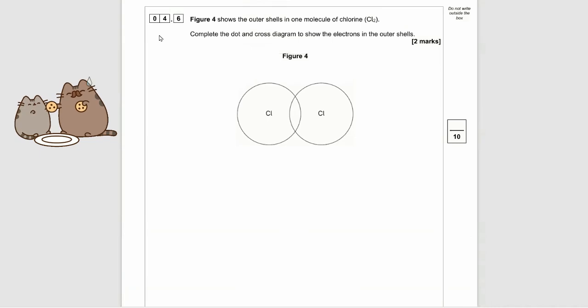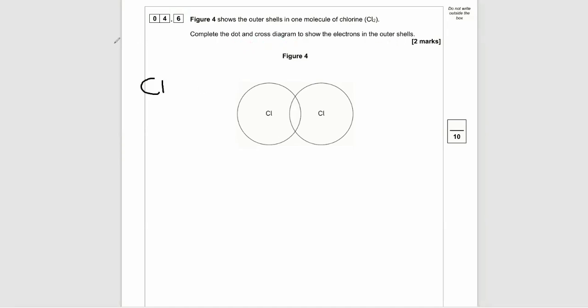Okay, so now we're looking at covalent bonding, which is all about sharing. 4.6 shows the outer shells in one molecule of chlorine. Complete the dot and cross diagram to show the electrons in the outer shells. So when you're doing covalent bonding like this, where the orbitals overlap or the shells overlap, you have to just know the group number. You don't need to draw any of the inner shells. So you don't really need to look at the number of electrons, which is the proton number, the atomic number. So chlorine's in group 7, so I know there's going to be 7 circles in one and 7 crosses in the other. In order for them to get 8, they need to share 1 each.